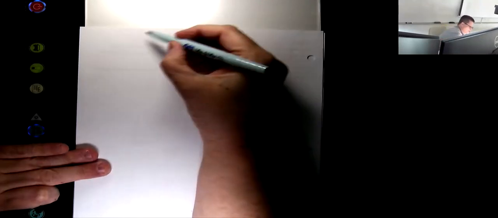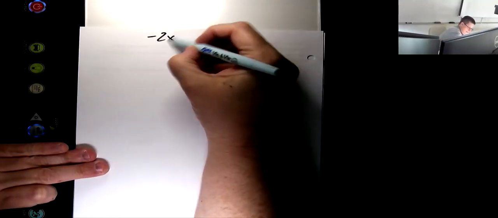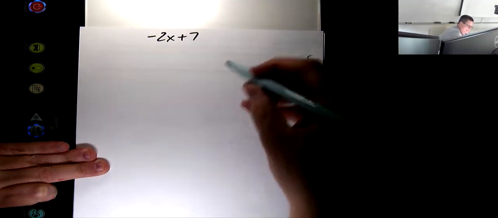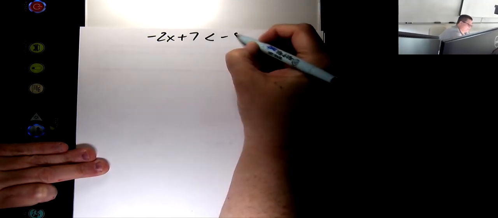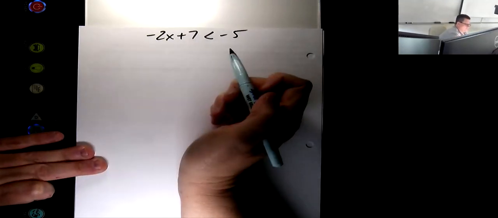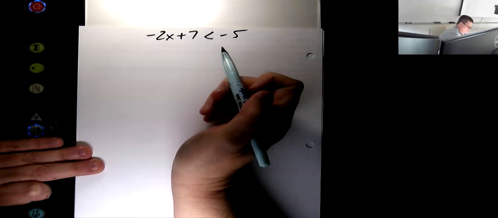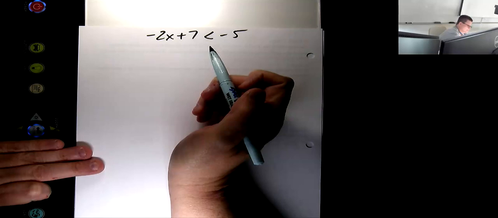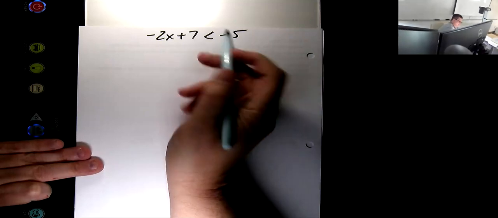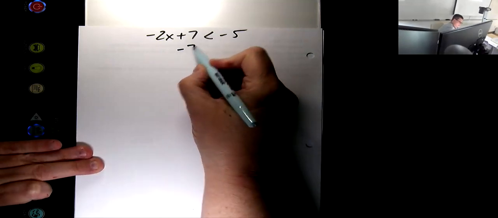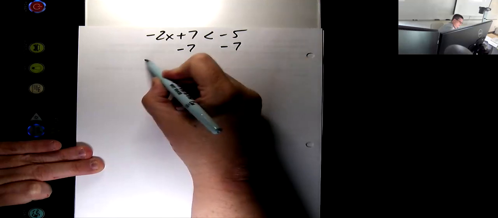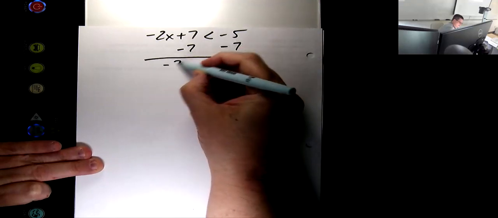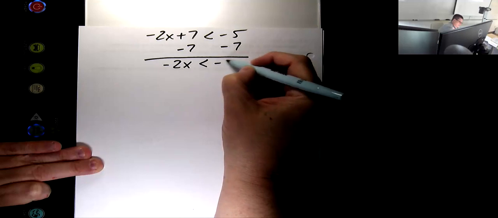So let's take a look at some examples. We're going to do -2x plus 7 is less than -5. I will start by subtracting 7 from both sides. And I get -2x is less than -12.